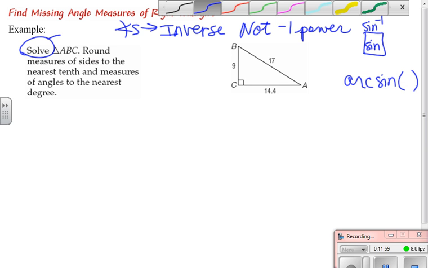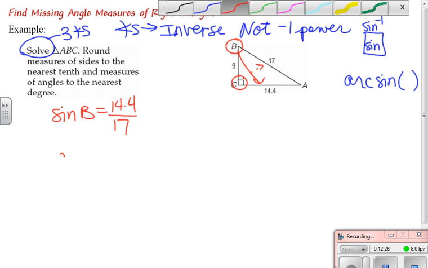So here, solve, we need 3 angles. Well, 2 angles because we know one is 90. You can start anywhere. I'm going to start with B. In this case, I can use any of the trig ratios I want. I'm going to use sine because I can. And so I know that the sine of B is equal to 14.4 over 17. So when I go to my calculator and I enter this, I'm going to get approximately 58 degrees.